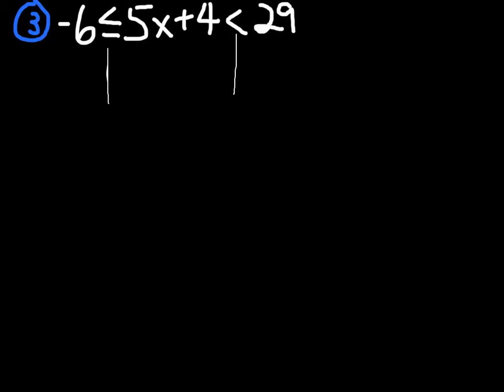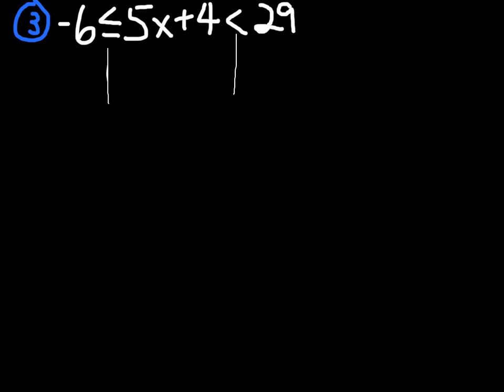Okay, this time, this is going to be an AND one. So you'll see these written together, not necessarily with the word AND, but you'll have two inequalities in the same problem. So this says negative 6 is less than or equal to 5x plus 4 is less than 29. Okay, so there's still two parts, but it's all together in the same problem.